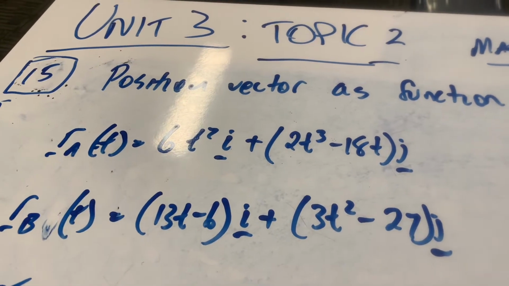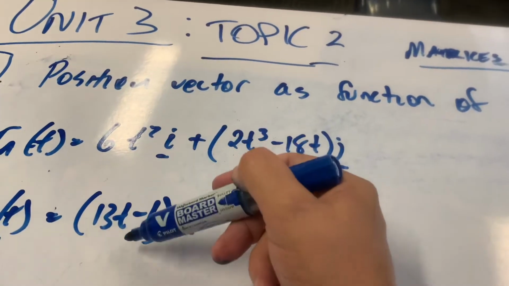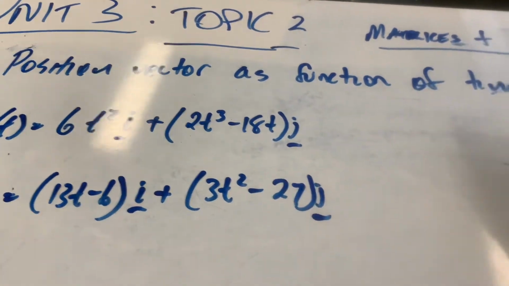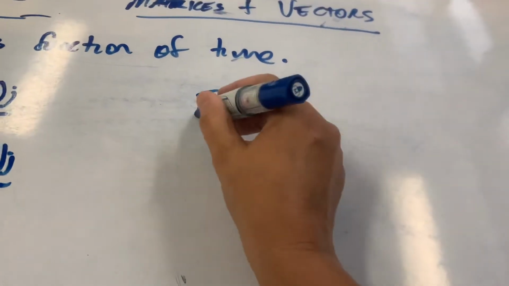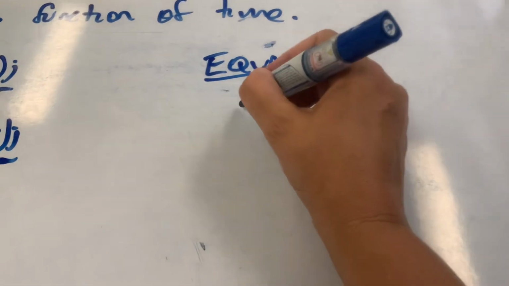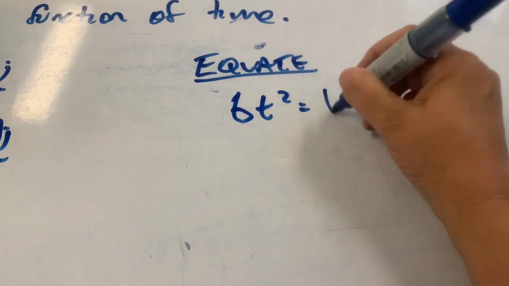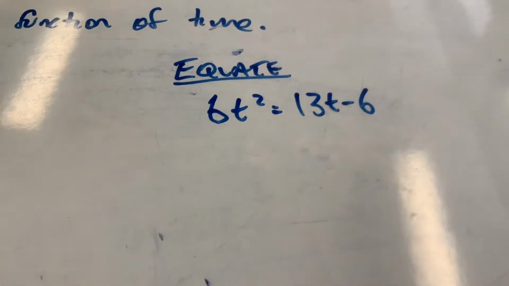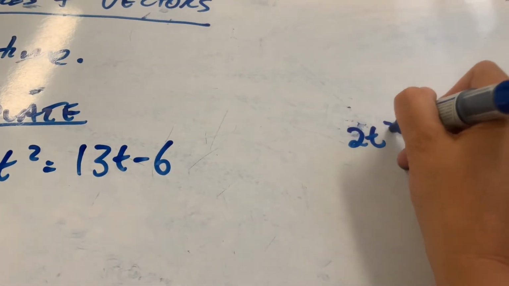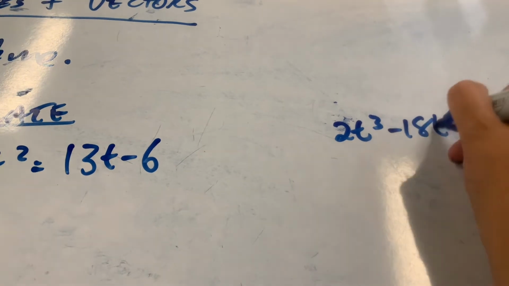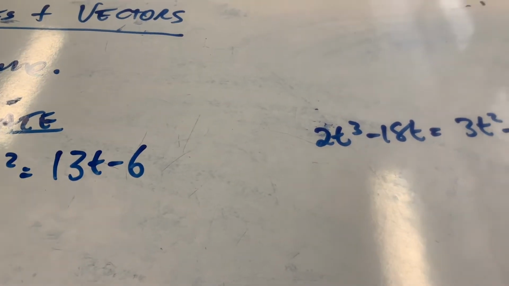If we're looking at when RA equals RB, we're equating that the i's will be the same and the j's will be the same. So I'm going to equate. The i's will be 6t squared equals 13t take 6. And the j's are 2t cubed minus 18t equals 3t squared minus 27.